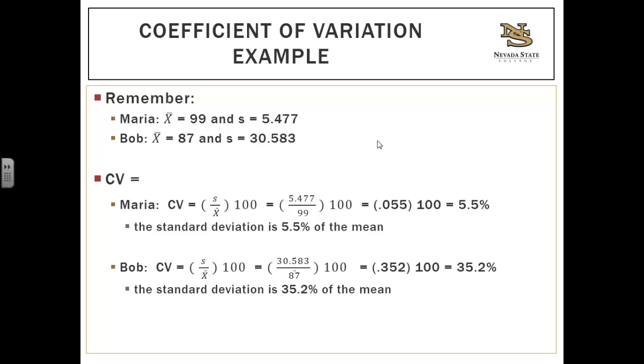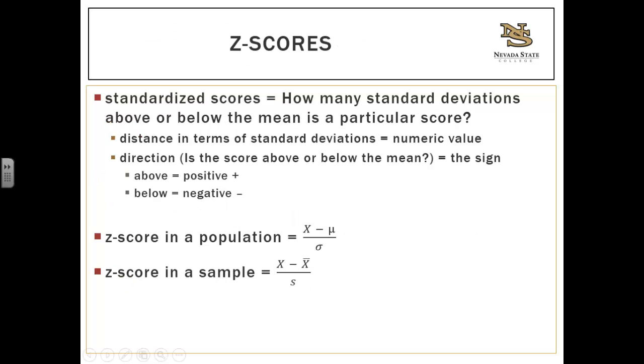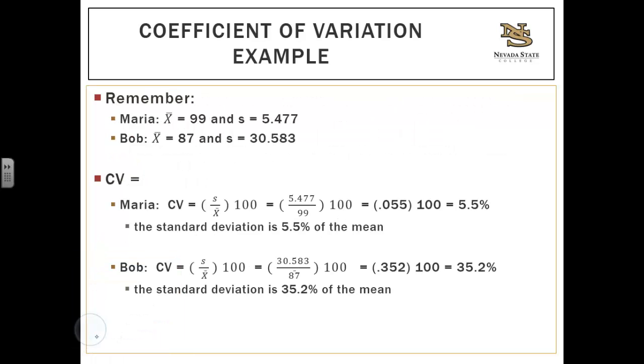So you just plug in the sample mean. So for Maria, that's 5.477 right there for the sample standard deviation. Plug in her sample mean of 99. And we divide the standard deviation by the mean, so 5.477 divided by 99, and multiply that by 100. So you end up with 0.055 times 100. And her standard deviation takes up 5.5% of the mean. So she's still looking pretty darn consistent.